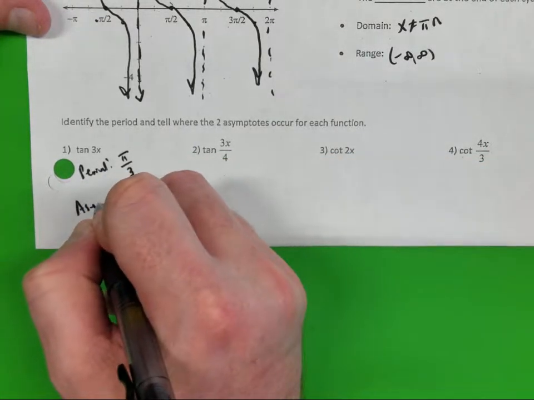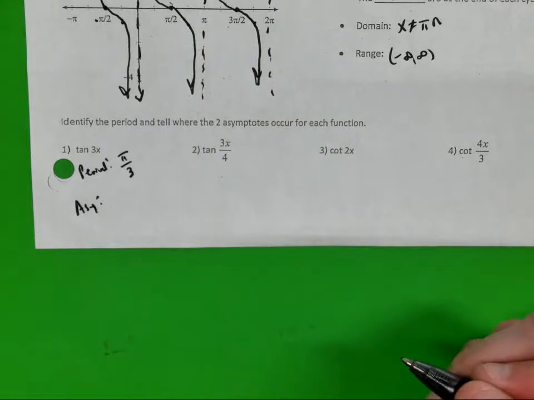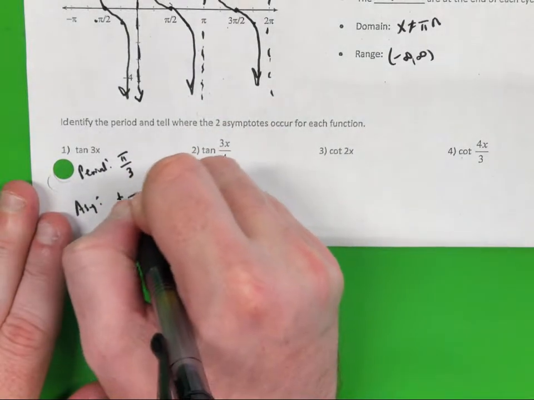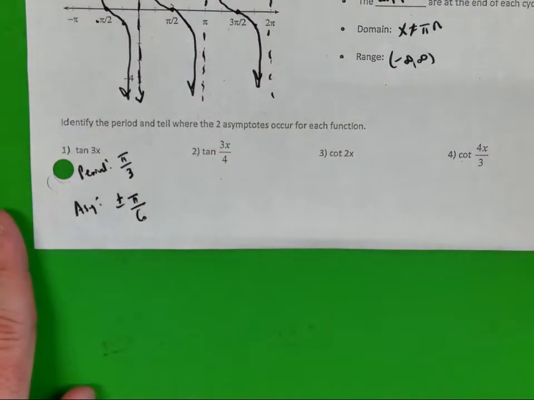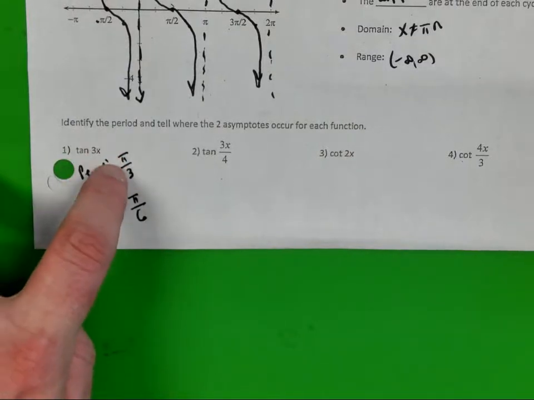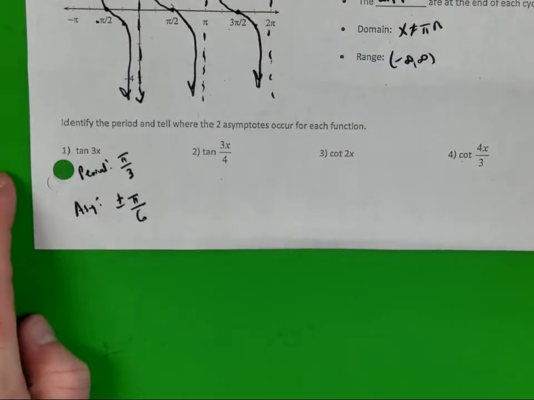Now I need my asymptotes. I'm going to abbreviate asymptotes. How do you find the asymptotes for a tangent? You take your period and times it by what? Plus or minus 1/2. So what's 1/3 times plus or minus 1/2? 1/6. So it would be plus or minus pi over 6. So you took your period, which is pi over 3, times 1/2, plus or minus pi over 6. Does that make sense?